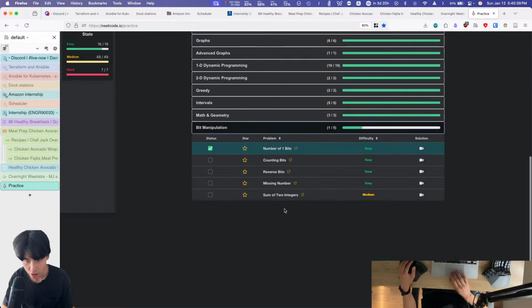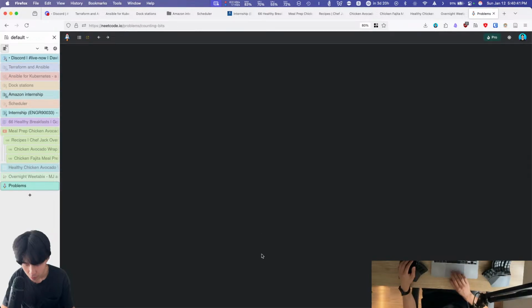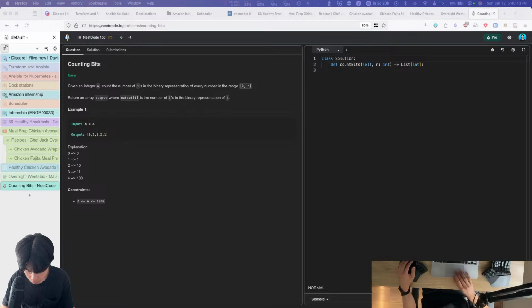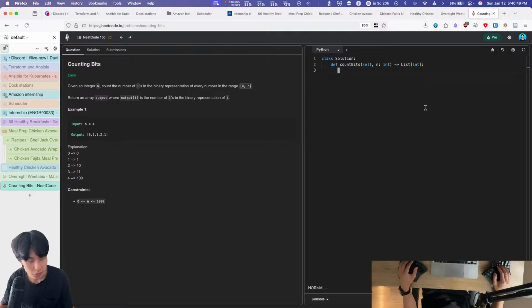Time to do bit manipulation. Count bits. Given an integer n, count the number of ones in the binary representation of every number in the range 1 to n. Return an output where output i is the number of ones in the binary representation of i. So this is simple enough.